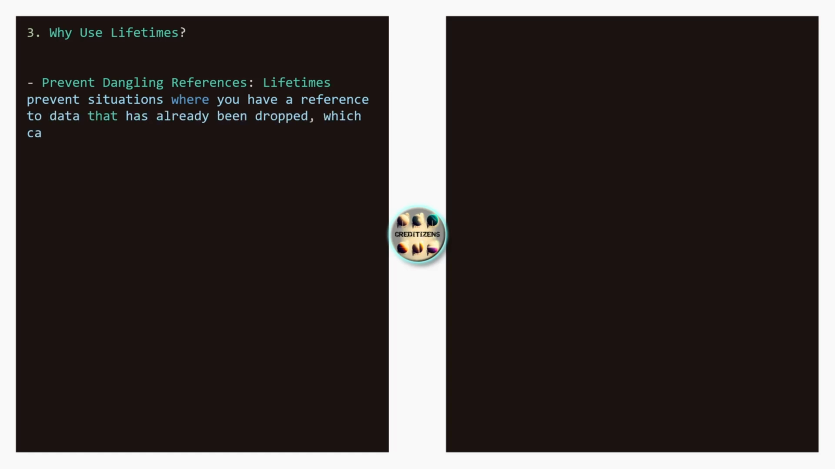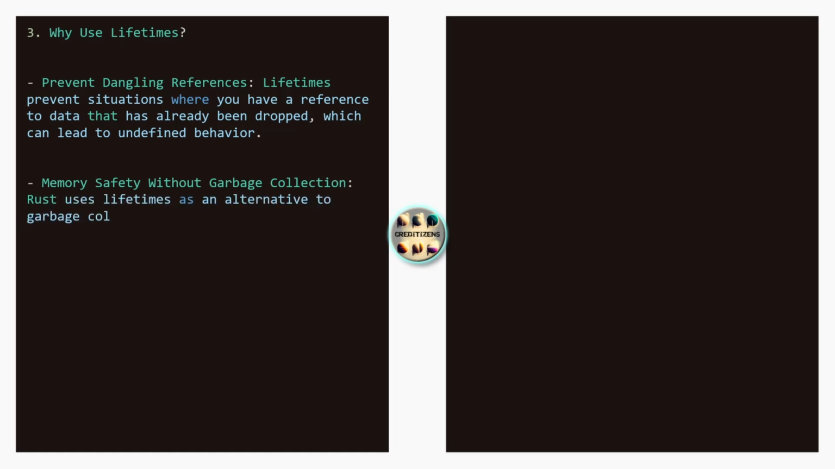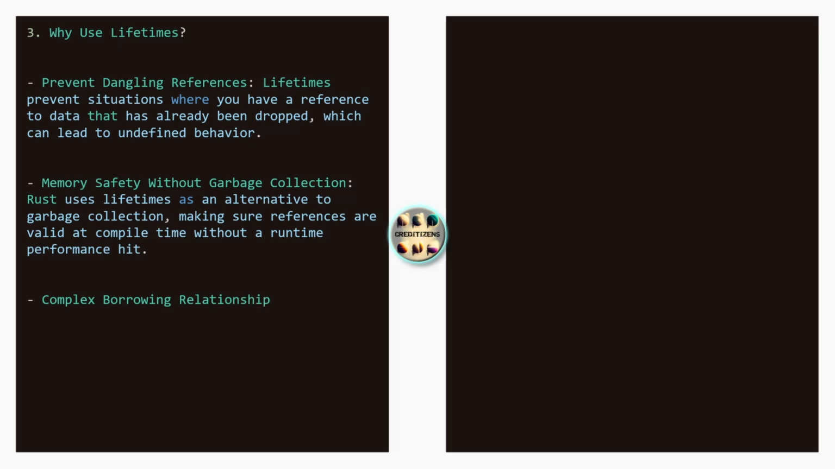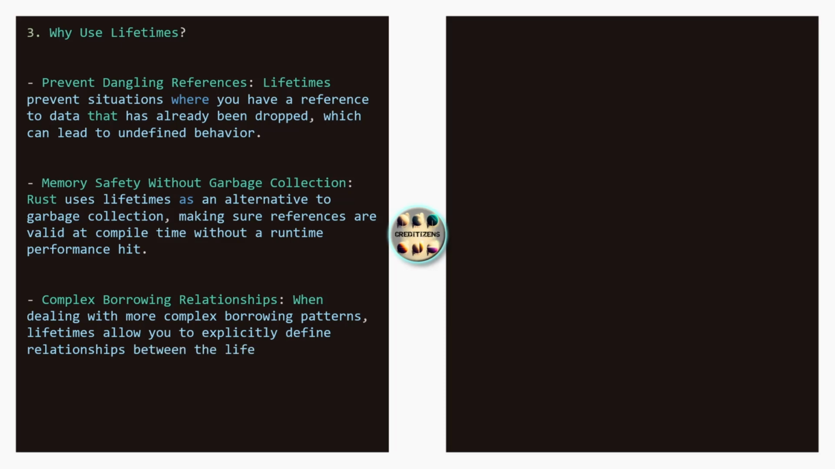So the question I had: why use lifetimes? To prevent dangling references. Lifetimes prevent situations where you have a reference to data that has already been dropped, which can lead to undefined behavior. So it's just to avoid those errors: memory safety without garbage collection. Rust uses lifetimes as an alternative to garbage collection, making sure references are valid at compile time without a runtime performance hit. This is part of Rust's safety.